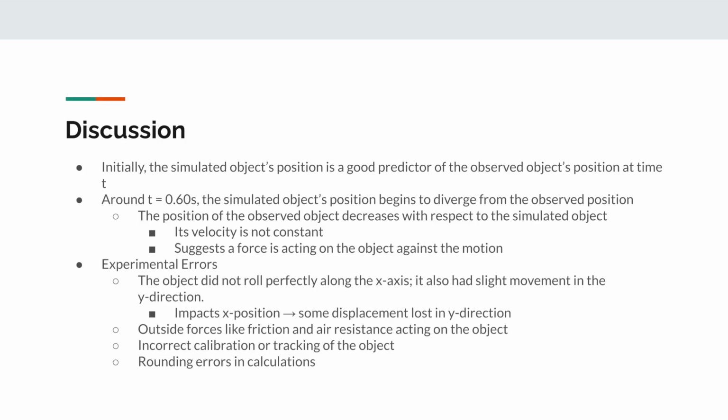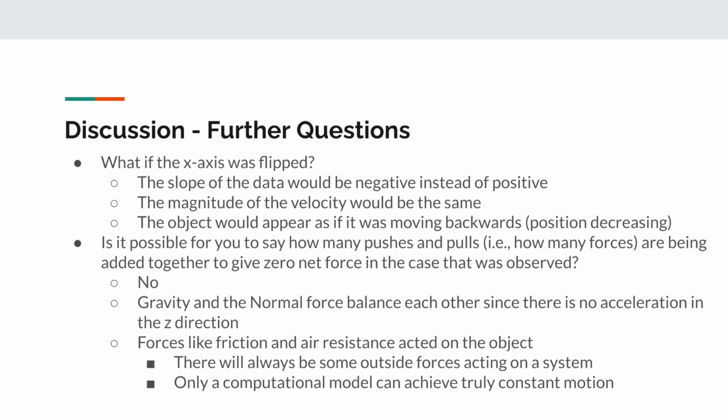So, what caused this deviation? Several factors could explain the observed differences. First, the object did not roll perfectly along the x-axis, meaning some displacement was lost in the y direction. Friction and air resistance also act against motion, and these forces were unaccounted for. And calibration errors in the tracker tool and rounding errors also may have occurred. These sources of error suggest that, in a real-world scenario, perfect constant velocity is nearly impossible.